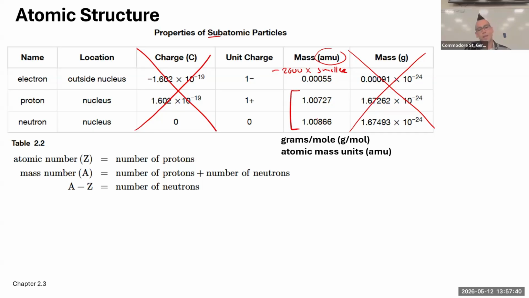Protons and neutrons are about the same size. Even though these are much different in size, an electron carries a -1 charge, or a 1 minus charge, and a proton carries a 1 plus charge. A neutron doesn't have a charge. All right, and again, the units on the periodic table are grams per mole and atomic mass units. All right, so let's take a look.